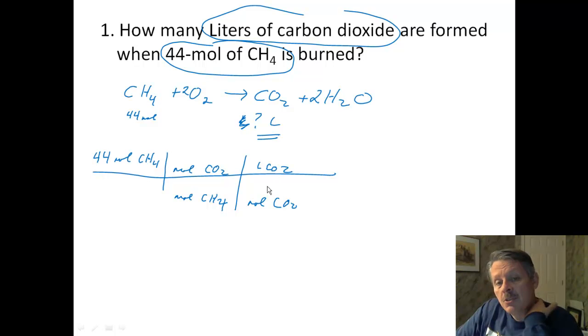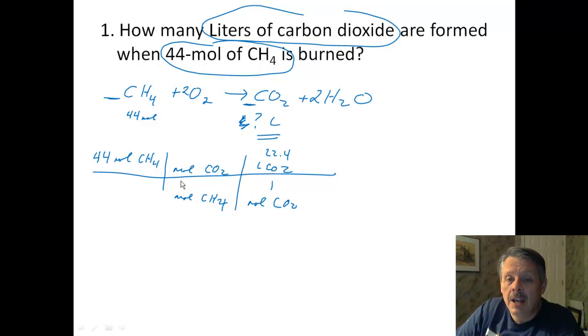Now, some of these are easy. I always know that there are 22.4 liters in 1 mole of any gas at standard temperature and pressure. And I look at my coefficients from methane gas to carbon dioxide, and it's a 1-to-1 relationship. So I simply multiply the 44 times the 22.4, and that gives me 990 liters of CO2.